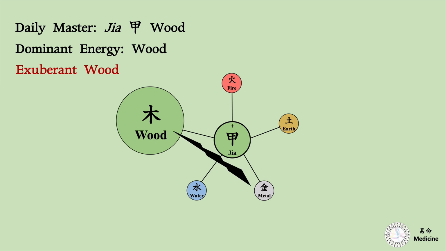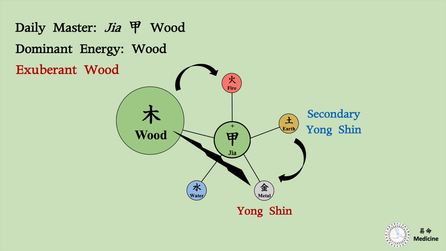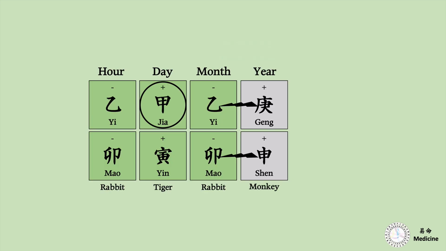First, we need to control this wood, so metal becomes primary Yong Shin to make this chart in balance. Earth can be the secondary Yong Shin because it can support the metal by generating cycle. How about fire? The strong wood energy can be drained by the generating cycle. So fire can be the secondary Yong Shin as well. How do we see these relations in a real chart?